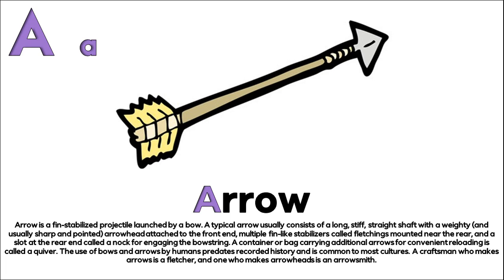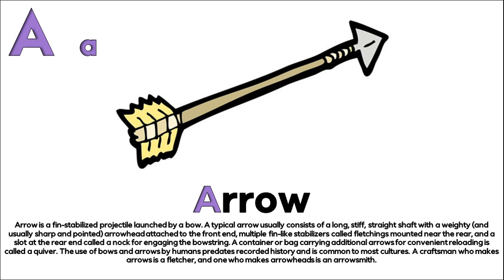A. Arrow. Arrow is a fin-stabilized projectile launched by a bow. A typical arrow usually consists of a long, stiff, straight shaft with a weighty, and usually sharp and pointed, arrowhead attached to the front end, multiple fin-like stabilizers called fletchings mounted near the rear, and a slot at the rear end called a nock for engaging the bowstring.